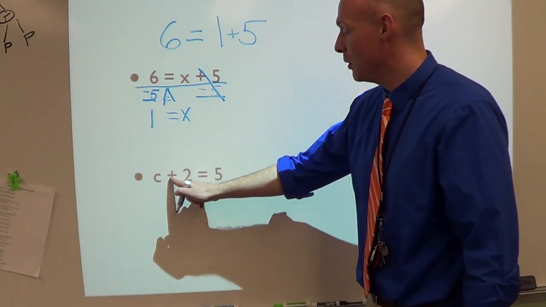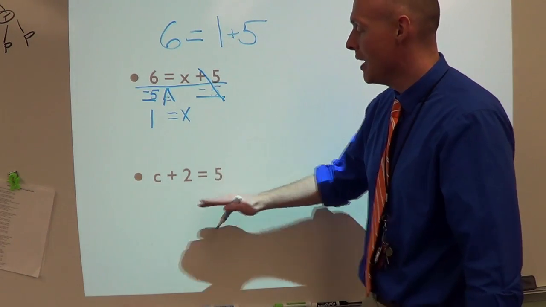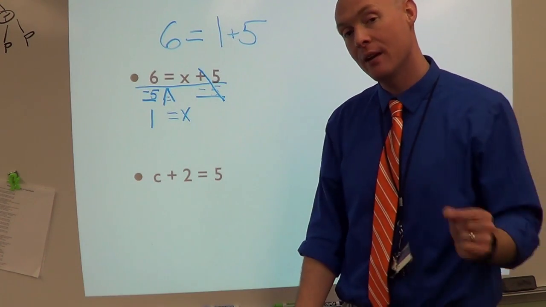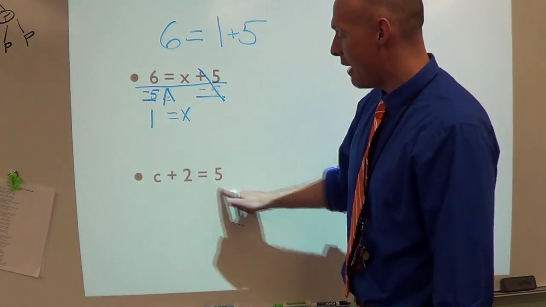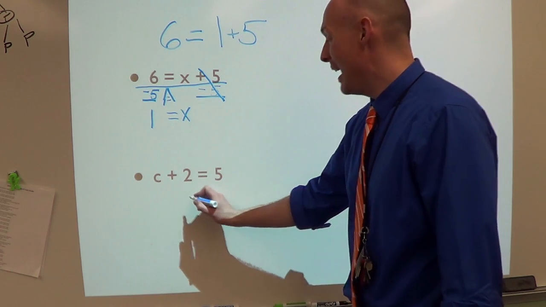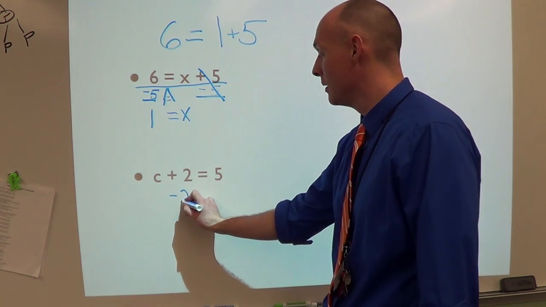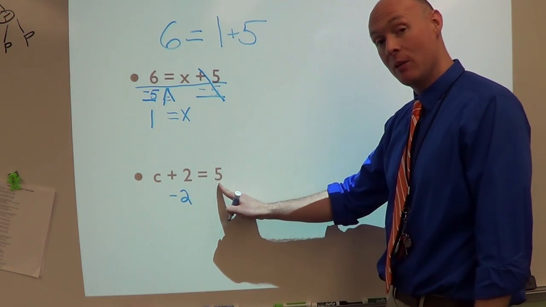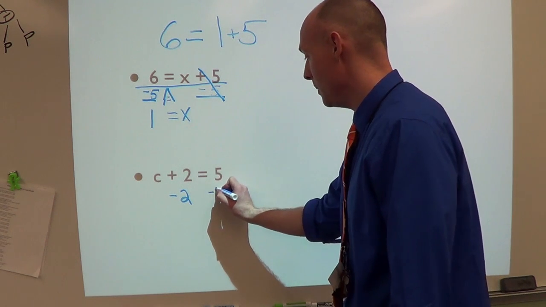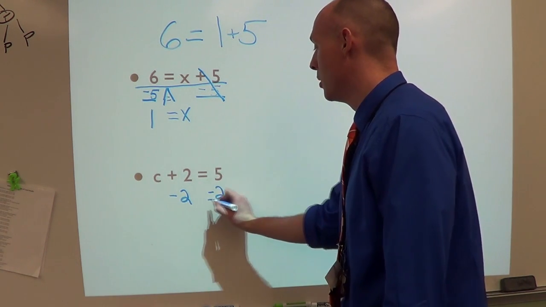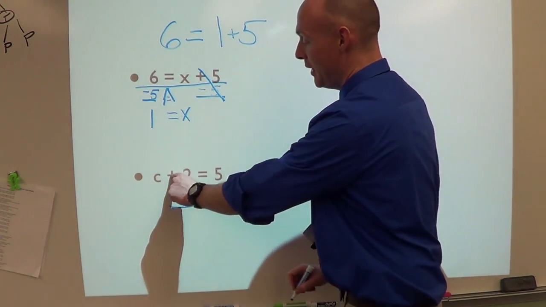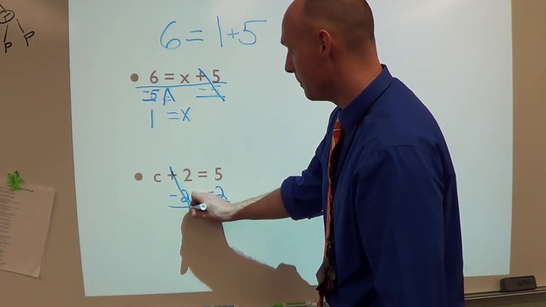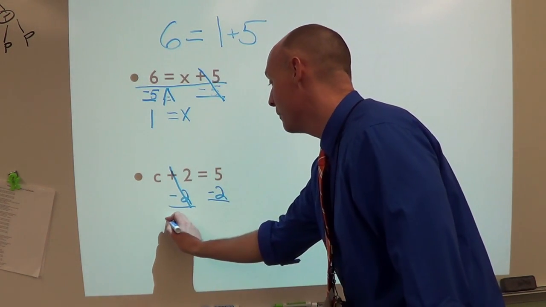I have c plus 2 equals 5. And again, I'm envisioning that balance where if you take something from one side, you have to take it from the other side. So here I have c plus 2. If I take 2 away from here, I've got to go to the other side of the equal sign and take 2 away, minus 2. These two, plus 2, negative 2, they cancel each other out, leaving C by itself.